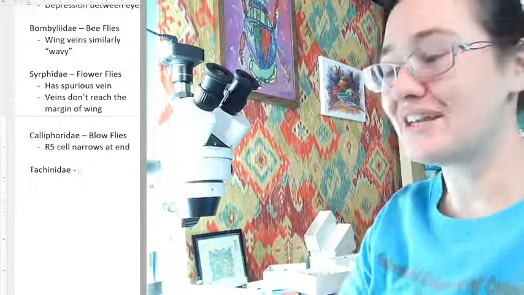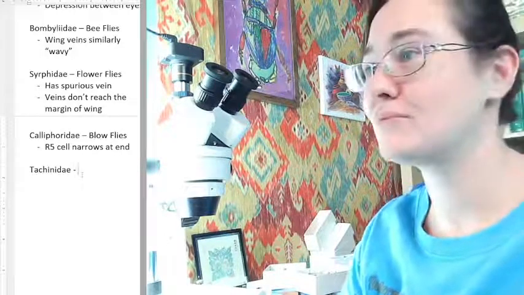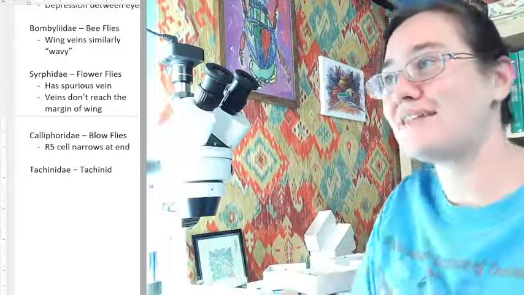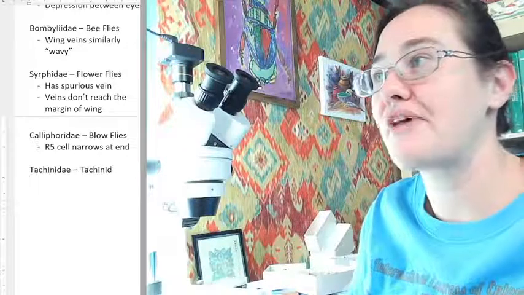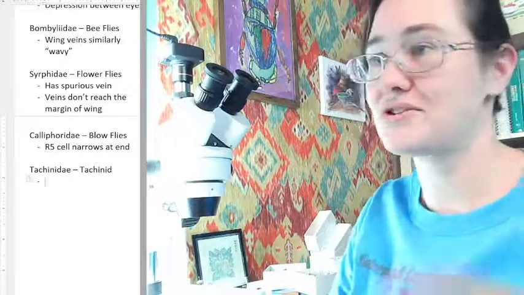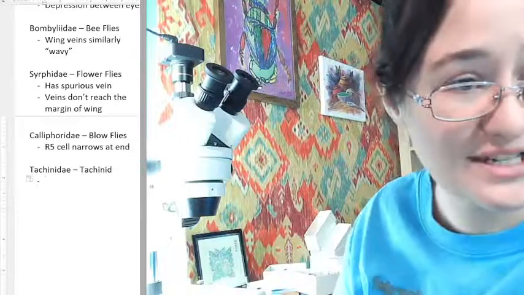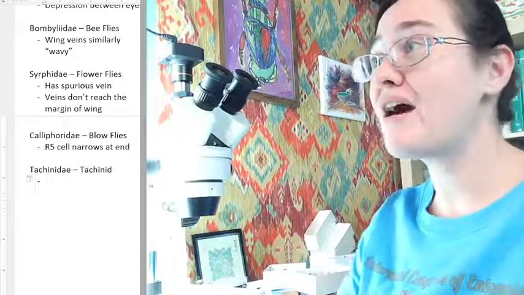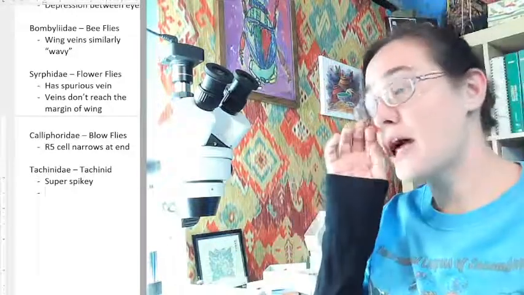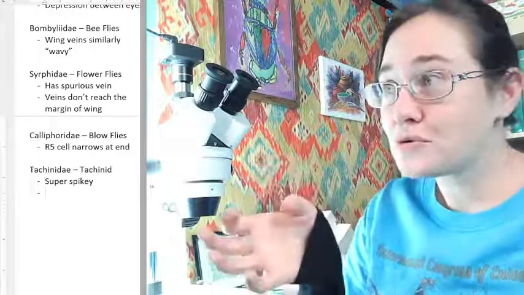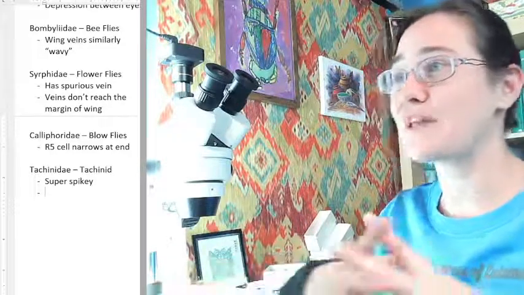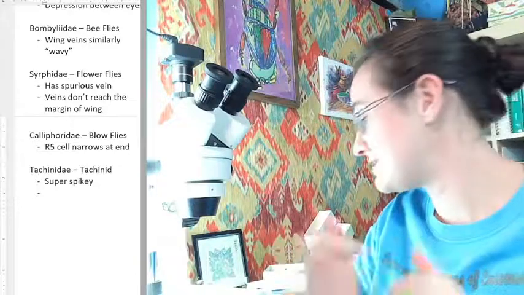All right, so for tachinids, you're gonna laugh at me, but for all of the other insects, their Latin name was a little bit different than their common name, right? Flower flies or syrphids, or blowflies or califlorids. The tachinidae, we just call them tachinids. So their common name is based off of their scientific name. And normally, they are super spiky. That's going to be one characteristic, and a lot of people are going to be saying there are other flies that are super spiky. Yes, there are. But if you see that it's super spiky, you've at least got it narrowed down to a handful of families.